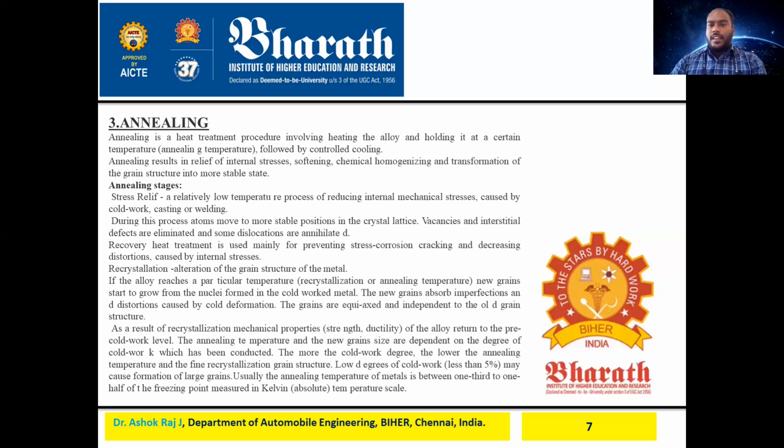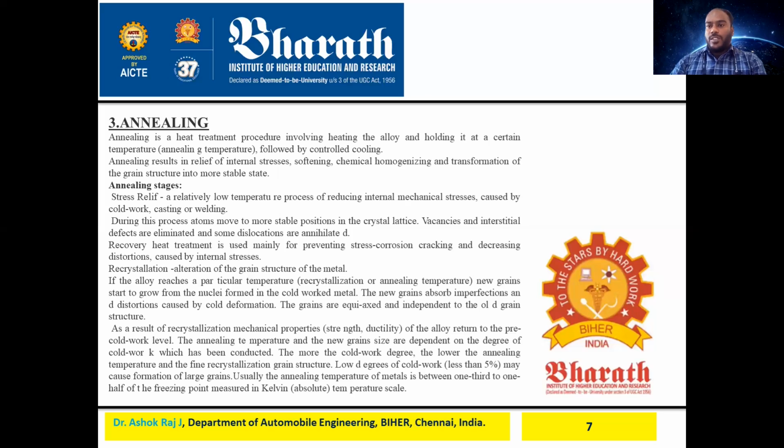Annealing results in the relief of internal stress, softening, chemical homogenization, and transformation of grain structure into a more stable state. For example, when you are doing the casting process, there are different methods of casting. Depending on the casting process, you will get different microstructures. When you are doing the annealing process, the internal stress due to the different casting methods will get relieved first, and then softening. So when you are heating any metal, it will undergo softening.